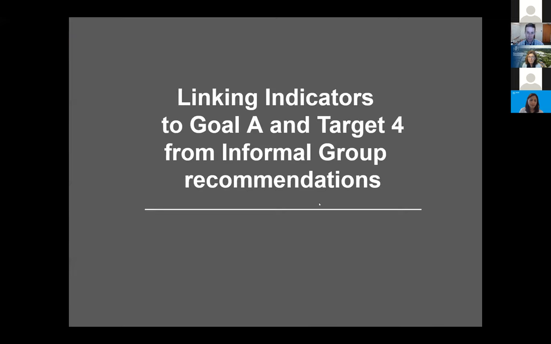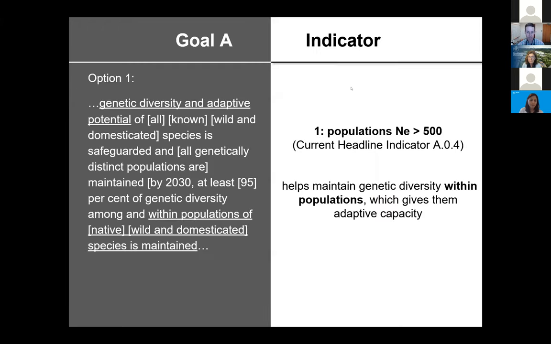Lastly, I want to mention that the indicators are connected to Goal A and Target 4 wording from the most recent informal group. Indicator 1 is connected to genetic diversity and adaptive potential within populations of species is maintained. Again, this gives each population the capacity to adapt to rapid change.